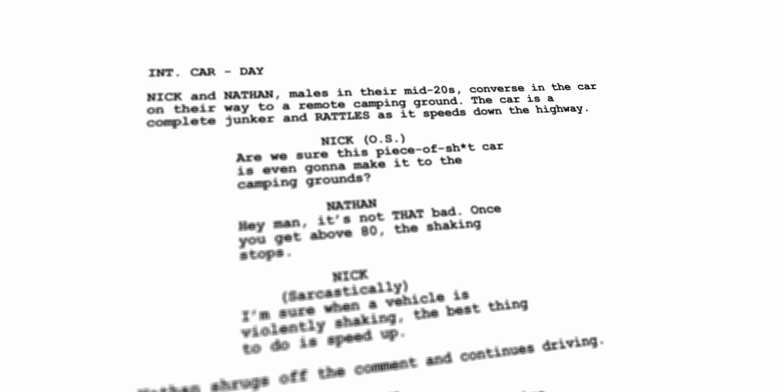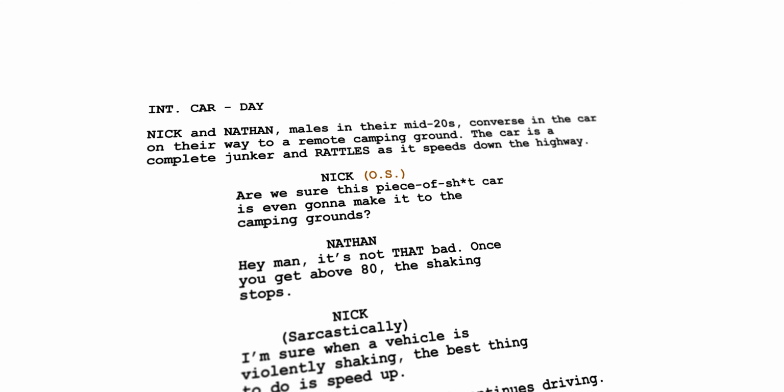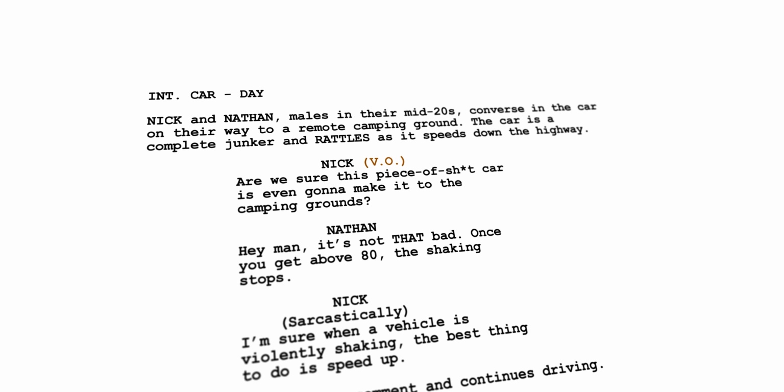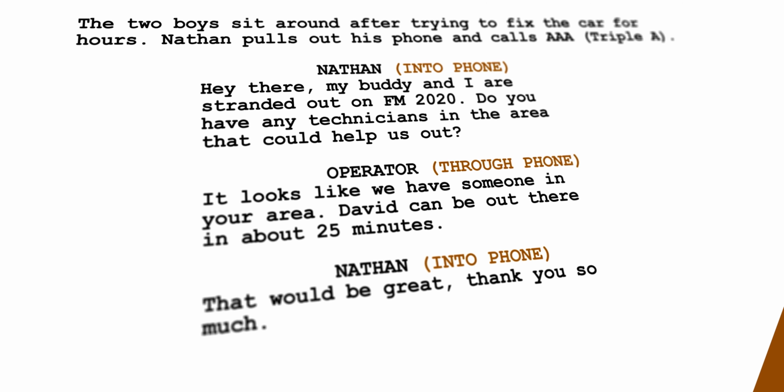To show this in your script, all you have to do is write OS in parentheses to the right of your character's name. Voiceovers can be shown in the exact same way by writing VO in replacement of OS. Parentheticals can also denote when a character is speaking over a device like a telephone or a radio. For this, simply write something like into phone next to your character's name.